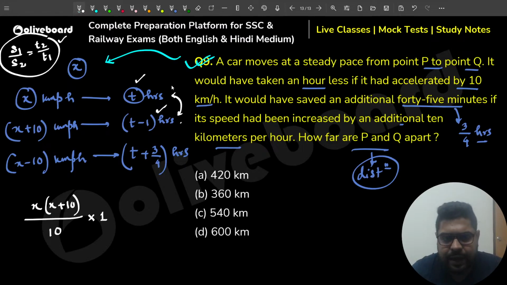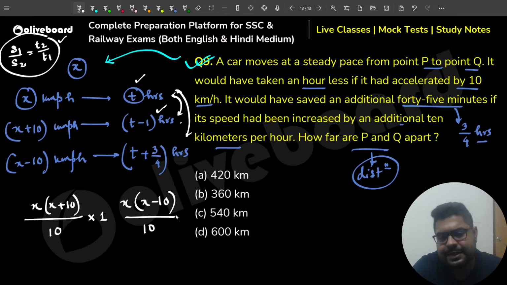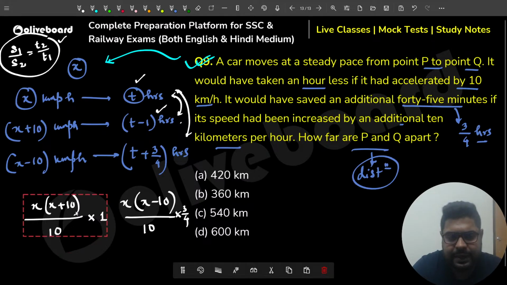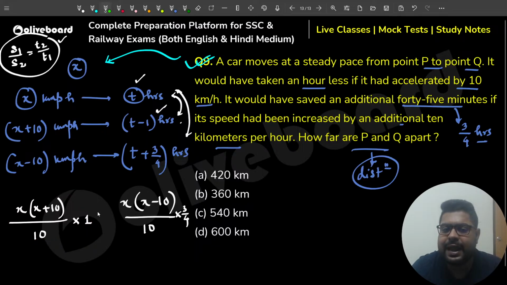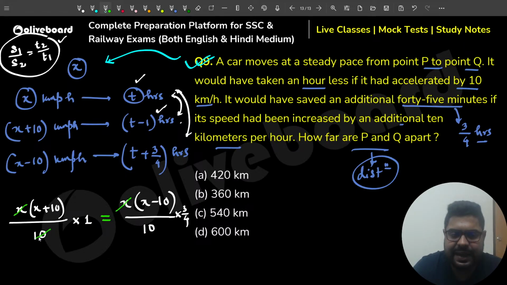So let's take the first and the third one. You can take second and third as well, it works flawlessly. Here, the first speed is x, another speed is x minus 10. The difference again is 10. Time difference is 3/4 hours. So this left hand side is also distance, and the right hand side is also distance. Both must be equal, sir, because we are talking about the same distance. Calculate. x cancels, 10 cancels. So you can say 4x plus 40 is going to be 3x minus 30.